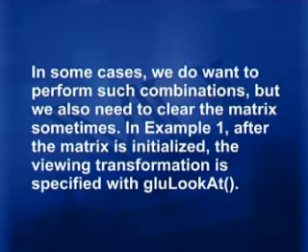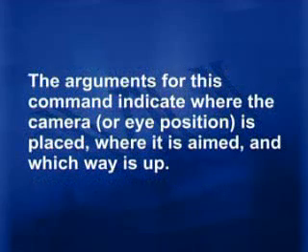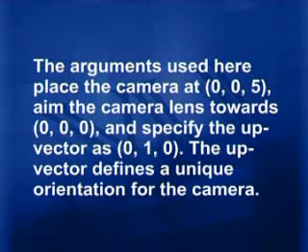In the example, after the matrix is initialized, the viewing transformation is specified with gluLookAt. The arguments for this command indicate where the camera or the eye position is placed, where it is aimed, and which way is up. And all these need to be specified before we start shooting, before we start snapping. The arguments used here place the camera at 0, 0, 5. Aim the camera lens towards 0, 0, 0 and specify the up vector as 0, 1, 0. The up vector defines a unique orientation for the camera.